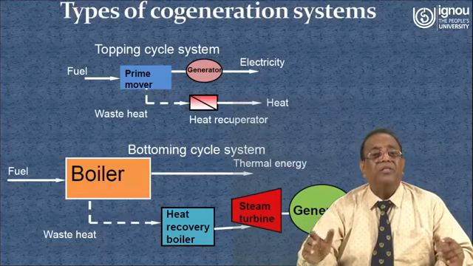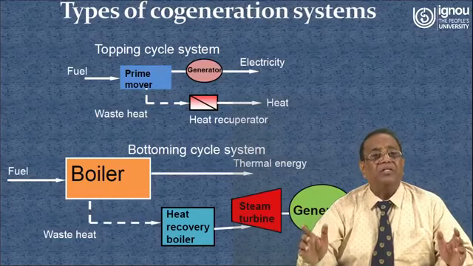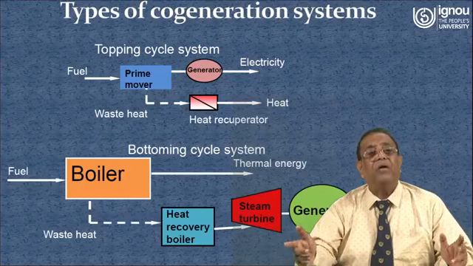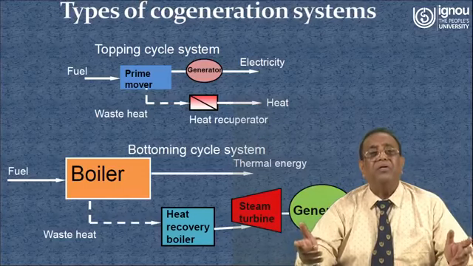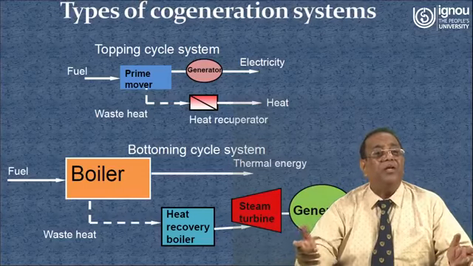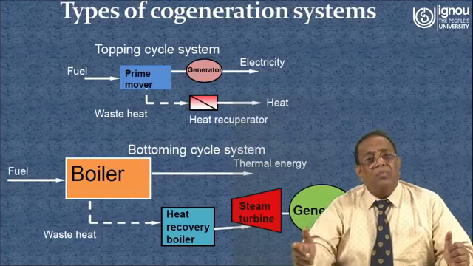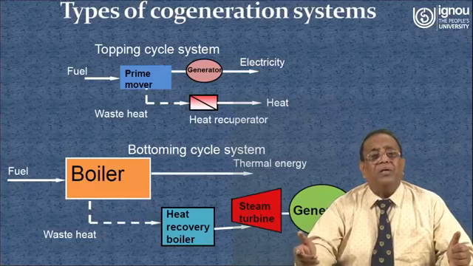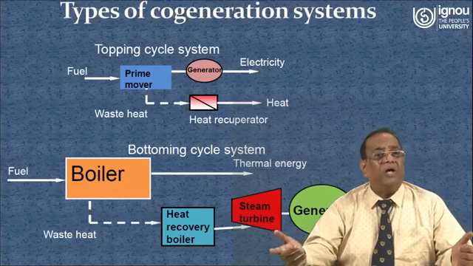So, this system is known as the topping cycle, because heat is a byproduct, but our main important aspect is to generate electricity. In the bottoming cycle, our main important thing is to generate thermal energy.